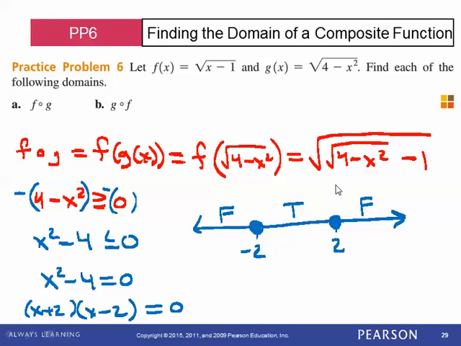So our little problem's domain is from -2 to +2 inclusive. So -2 to +2 with brackets on each side. Good there? Now let's handle the bigger problem here.